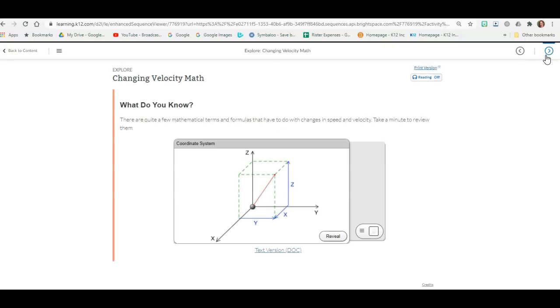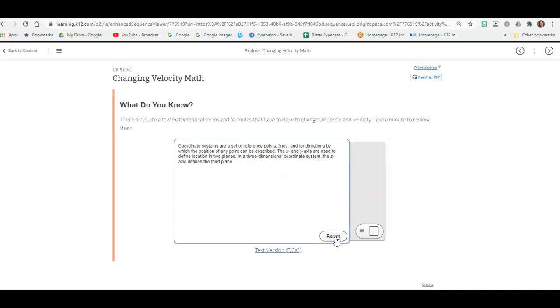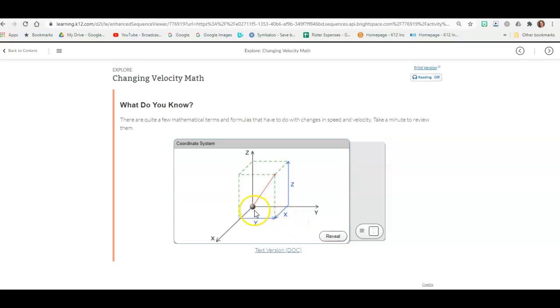All right, so now we're going to look at this in the form of some graphs. And there are a few mathematical terms and formulas that have to do with changes in velocity and speed. So now we're going to take a look at those, and these are the things you're going to want to get in your notes. So what we're looking at here is a coordinate system, and there are a set of reference points. We have lines and or directions by which the position of any point can be described. We know the x and y axis are used to define the location in two planes. And in a three-dimensional coordinate system, there's a z-axis. So that's what we're looking at here.